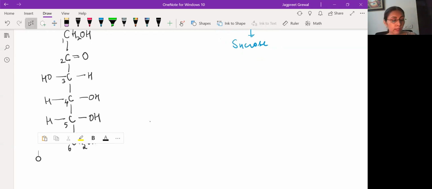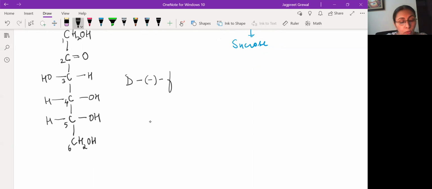Now, next is the fructose that is found in nature in plants. It is known as D negative fructose. We call it D negative fructose. So you can have it like this. Now, what is the meaning of D in this case?